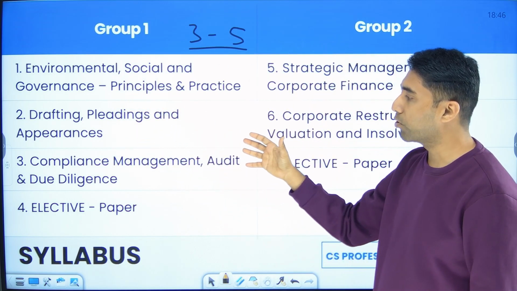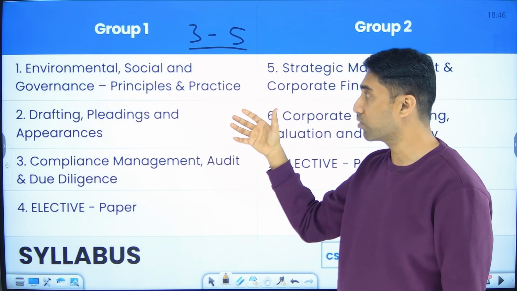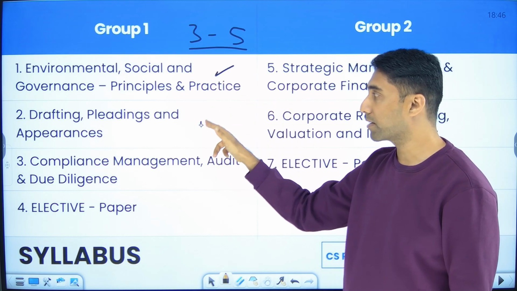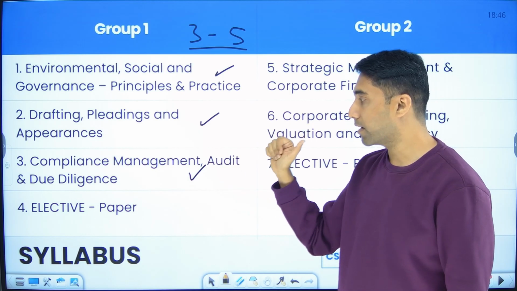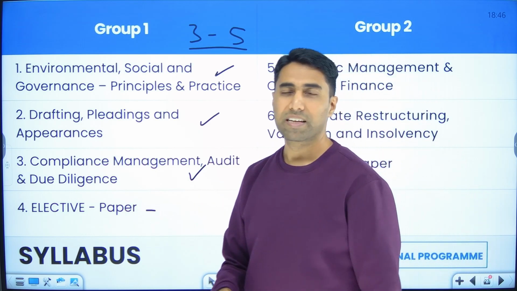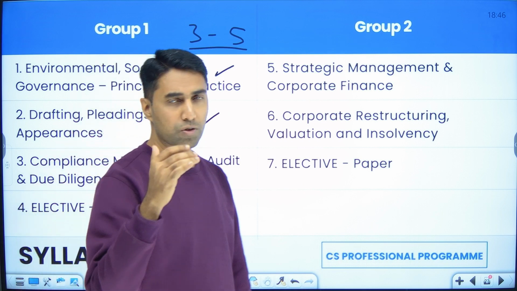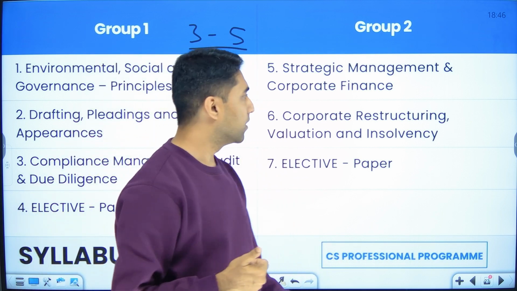All right. So what are the subjects here? We don't go into the details, but just to give you an idea: environment, social governance. So this is a governance subject, drafting, compliance management, and you have an elective paper. These elective papers are open book exams, right? You'll have a choice of a few subjects and you can select.